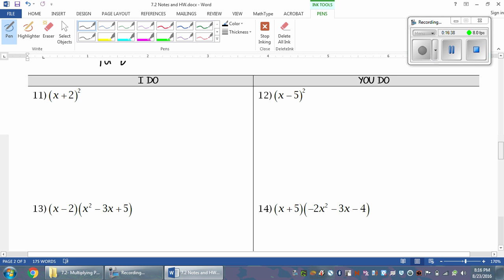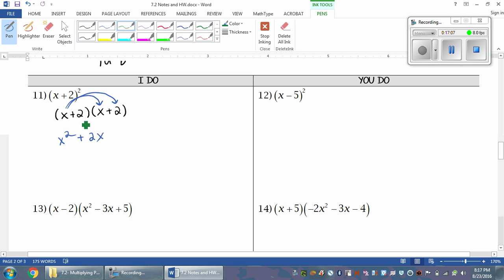Let's go ahead and start with number 11. Again, since there's a plus in the middle of the parentheses, I cannot distribute that exponent. Remember, I have to rewrite the problem. x plus 2 squared is x plus 2 times x plus 2. Now we're going to use our knowledge from the front and distribute. x times x is x squared. x times 2 is positive 2x.